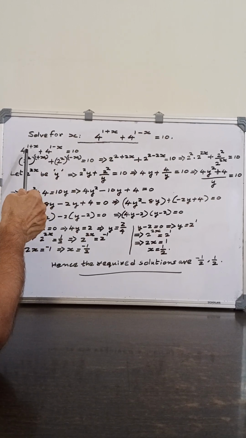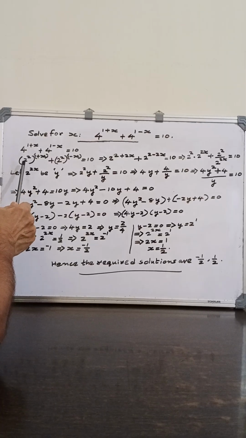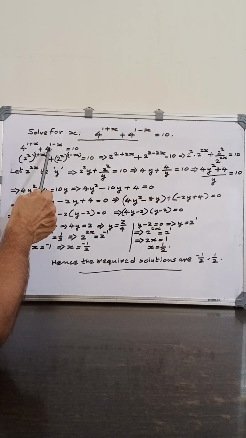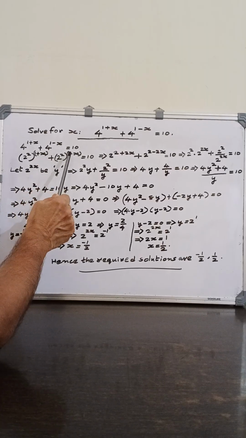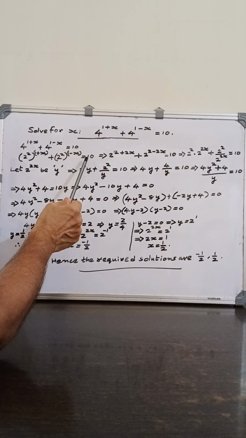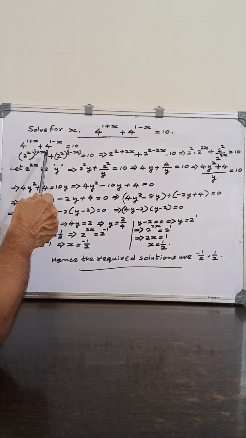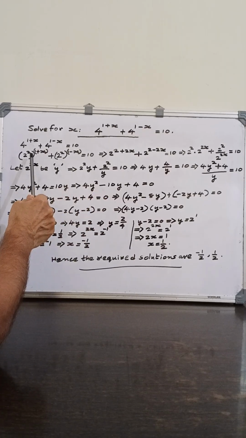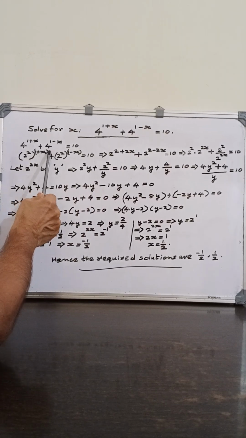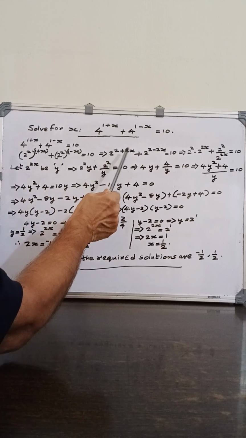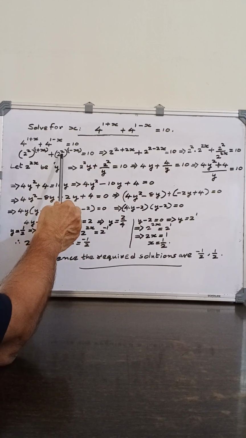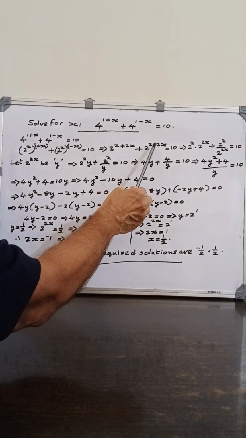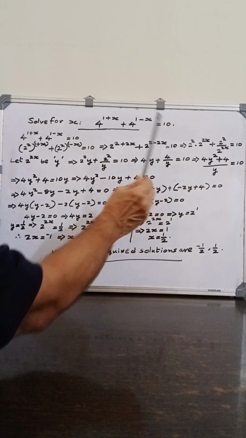We can split this as 4 as 2 raised to 2, the whole raised to 1 plus x, plus, instead of 4, 2 raised to 2, the whole raised to 1 minus x equals 10. A raised to m, the whole raised to n equals a raised to mn. Therefore, 2 raised to 2 into 1 plus x, that is 2 raised to 2 plus 2x, plus 2 raised to 2 into 1 minus x, that is plus 2 raised to 2 minus 2x equals 10.